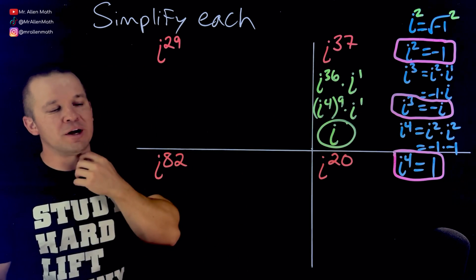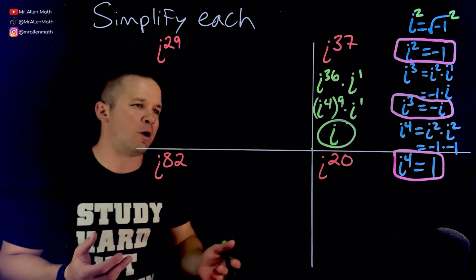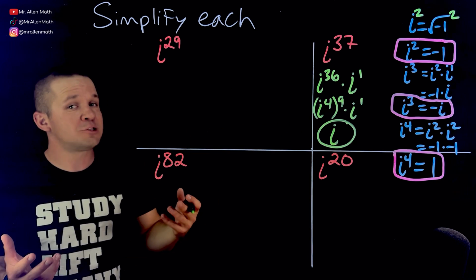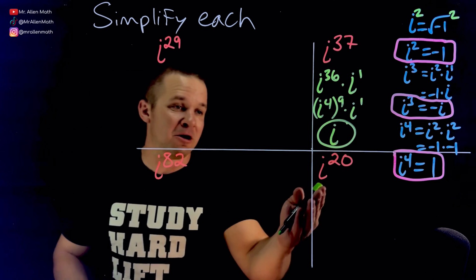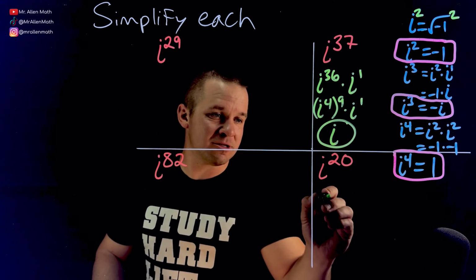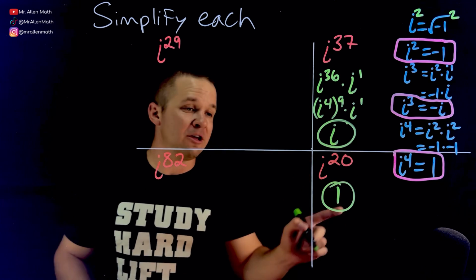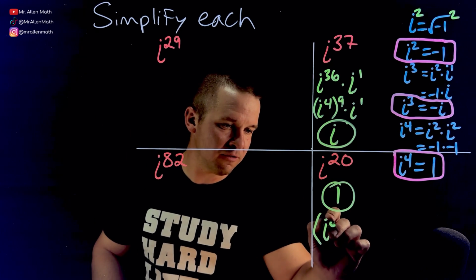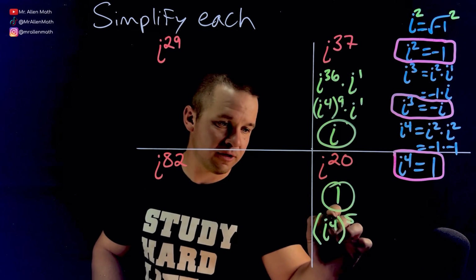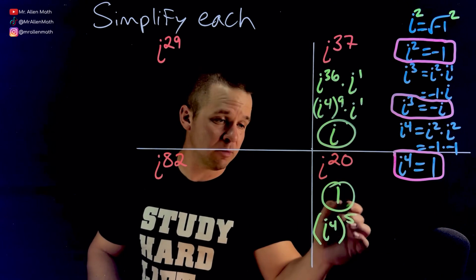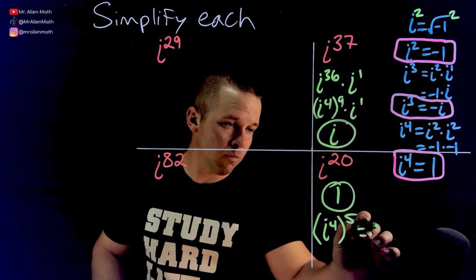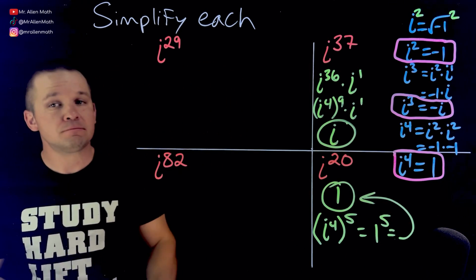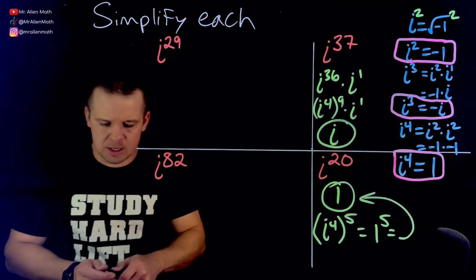Now let's try i to the 20th. Well, i to the 20th. What number is closest to 20 without going over that is divisible by 4? It's 20. Right? So i to the 20th is just 1. And if you don't believe me, check this out. I could rewrite i to the 20th as i to the 4th to the 5th. 4 times 5, power to a power rule. You multiply. So I have 1 to the 5th, which is 1. Cool? Super cool. All right.